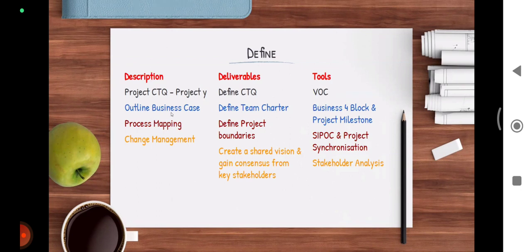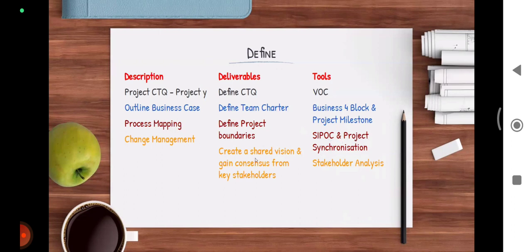And then the second thing now, you have to outline the business case, explaining to your organization that indeed here, through a team charter, that we have a problem that is costing us this much, and these are the benefits that we are going to get, and that is going to be done by a tool called a business 4-block and project milestone. And then you outline the areas of risk, basically, where these inefficiencies can exist within the process. So you do your process map to define the project boundaries, the areas where you are going to identify these process inefficiencies, and you can use a tool called SLPC or project synchronization.